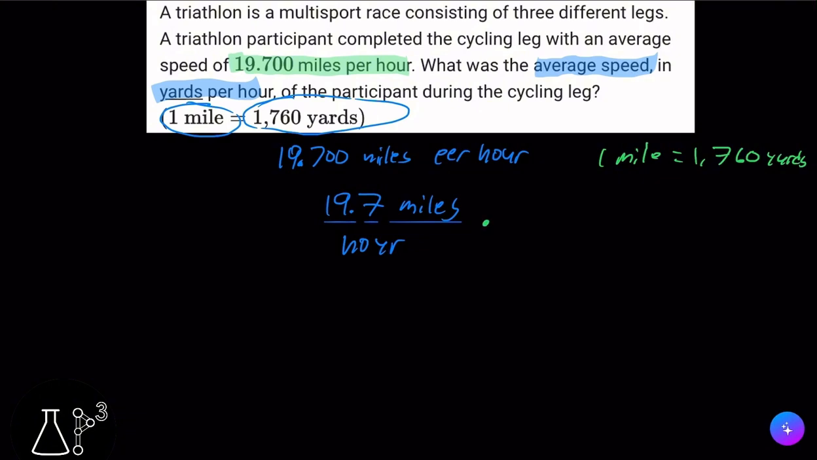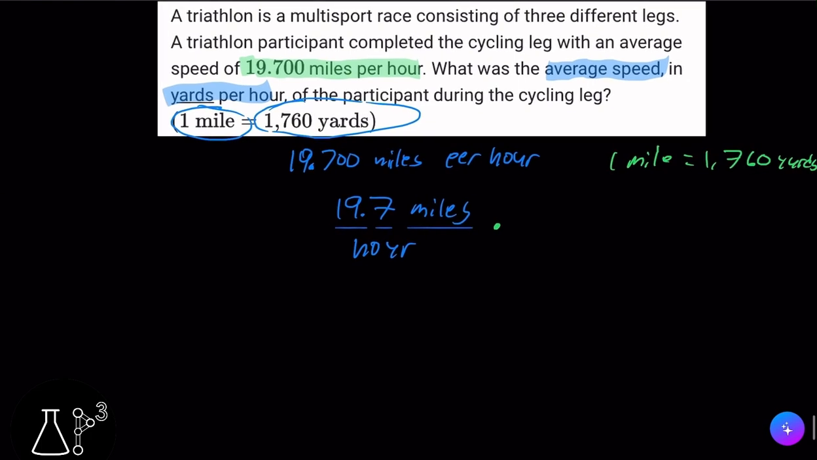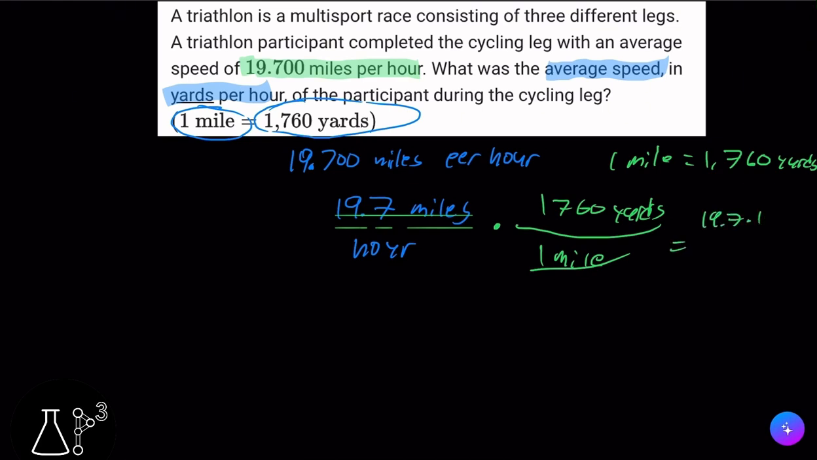We're gonna multiply. So where does miles go? Is it numerator or denominator? It would go on the denominator, so we can convert the miles into yards. So we would get 1 mile, and in 1 mile there's 1,760 yards. The miles cancel out, and I'm left with 19.7 multiplied by 1,760 yards divided by 1 hour.